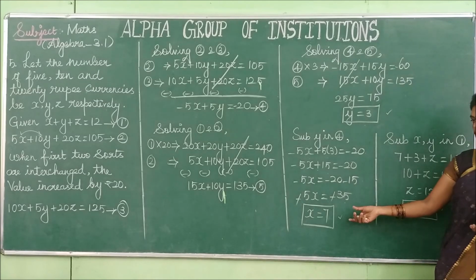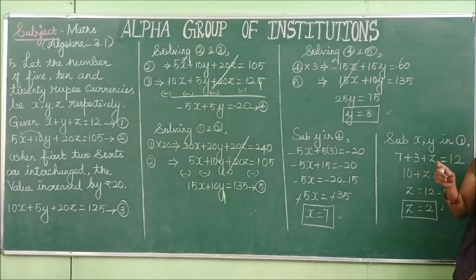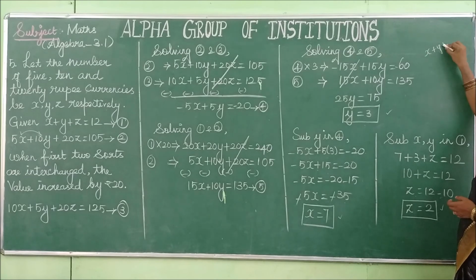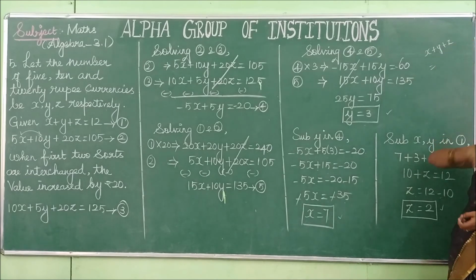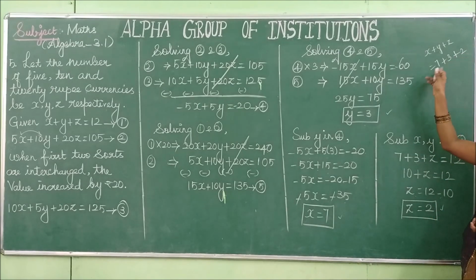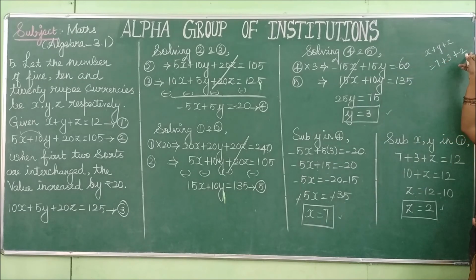So you get the values for x, y and z. Now substitute those values in the first equation. So what is the first equation? x plus y plus z. So how many 5 rupee coins do you have? You have 7 5 rupee coins plus how many 10 rupee coins? 3 10 rupee coins, plus how many 20 rupees? 2 20 rupee notes. You have 7 5 rupee currencies, 3 10 rupee currencies and 2 20 rupee currencies. Now you can add all values. 7 plus 3 is 10, 10 plus 2 is 12. So finally you get the first value.